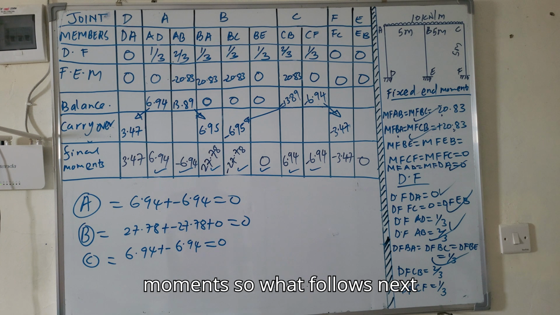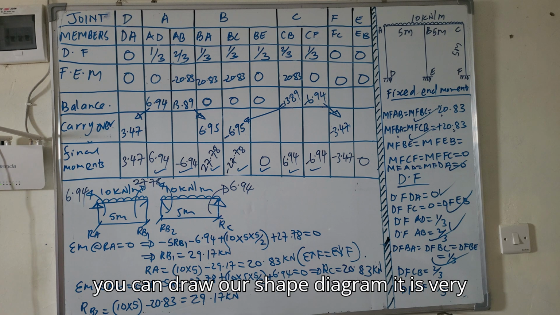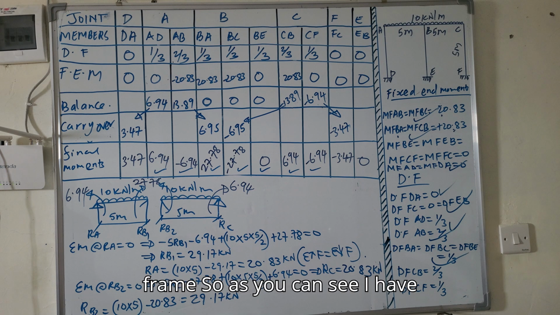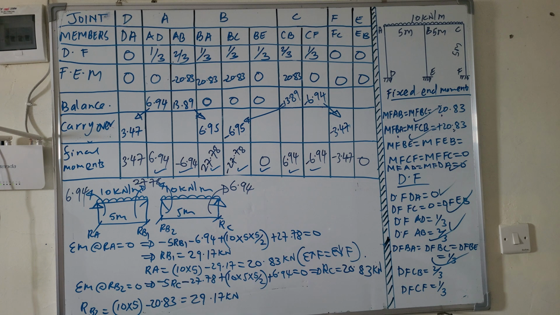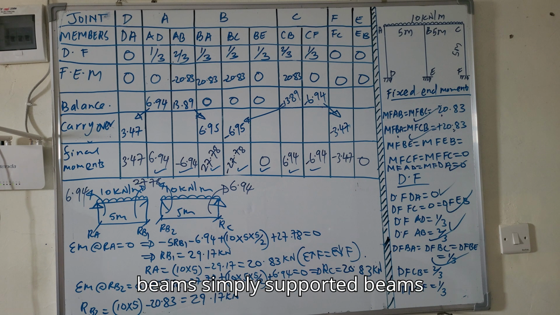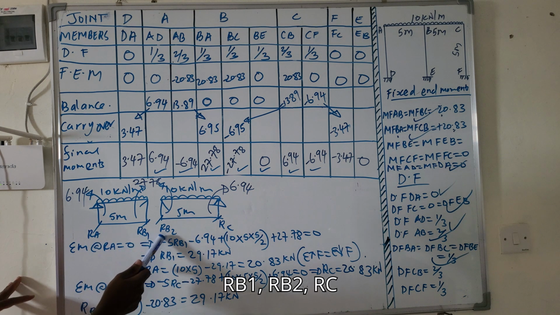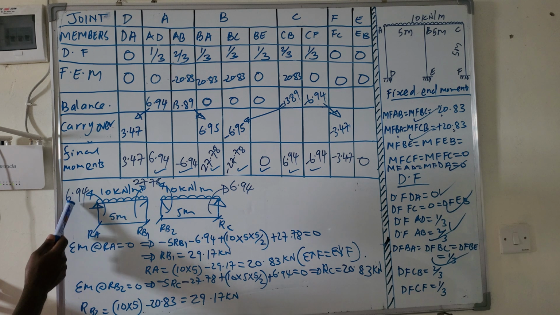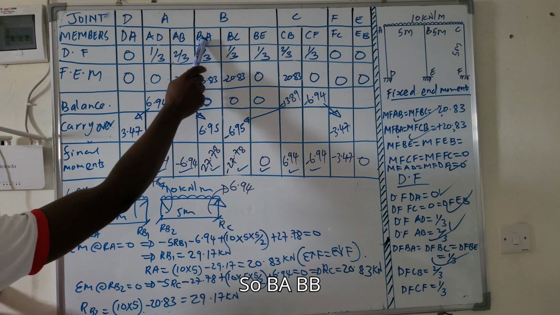So what follows next is our reaction. Before we can draw our shear force diagram, it is very important to calculate reaction for that frame. As you can see, I have split this frame into simple, simply supported beams. So we have RA, RB1, RB2, RC. And then we have this moment 6.94, which is moment BA.